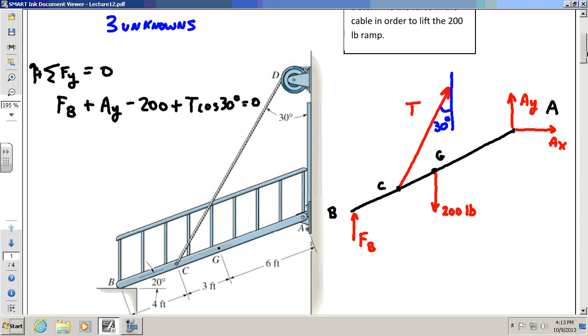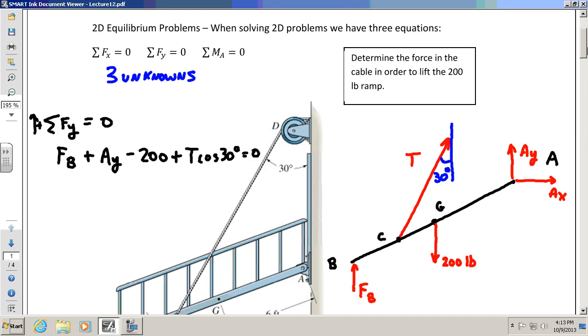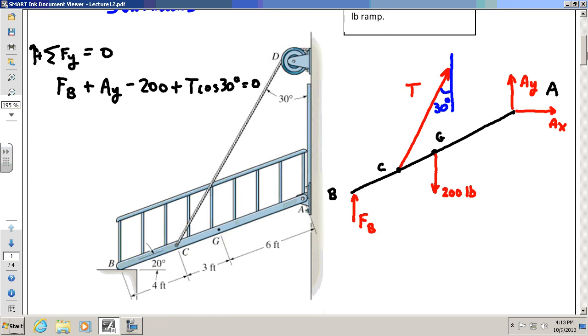So the point of this problem is to say just because you draw free body diagrams doesn't mean you have to just blindly draw forces. Sometimes you have to think a little bit about this. If you read the problem, it says determine the tension T, the force in the cable, in order to lift the 200-pound ramp. Once you lift this, if you have enough force to lift this ramp, that goes away because there is no longer contact at point B.